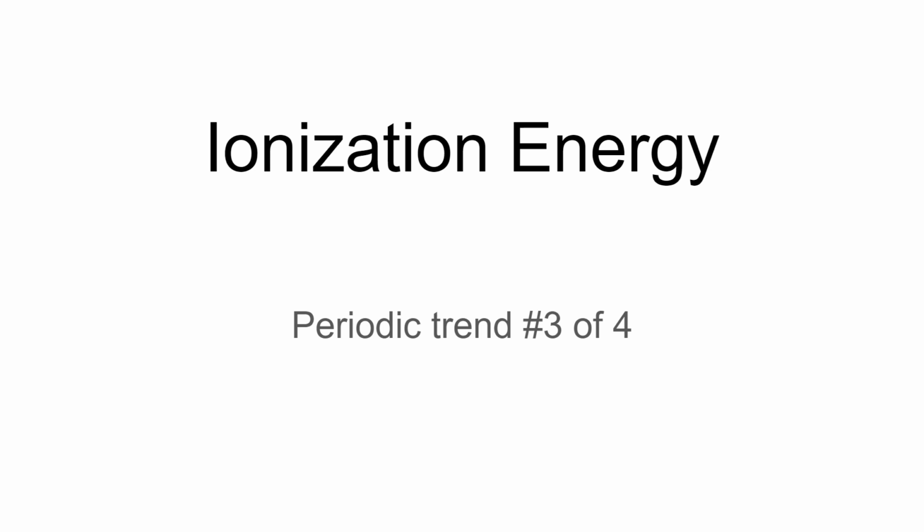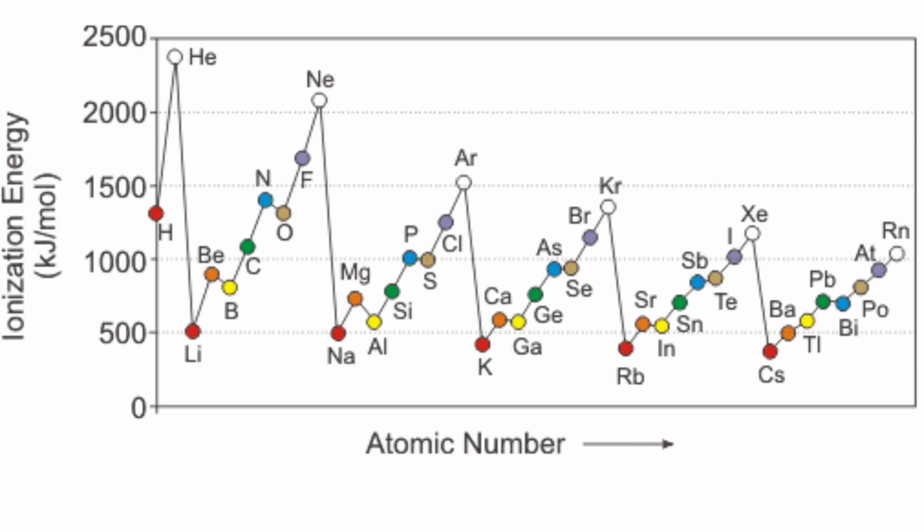So, ionization energy, what is it? Basically, this is the amount of energy it takes to remove an electron from an atom. Okay? So we've got an atom, we're trying to remove one electron from it.